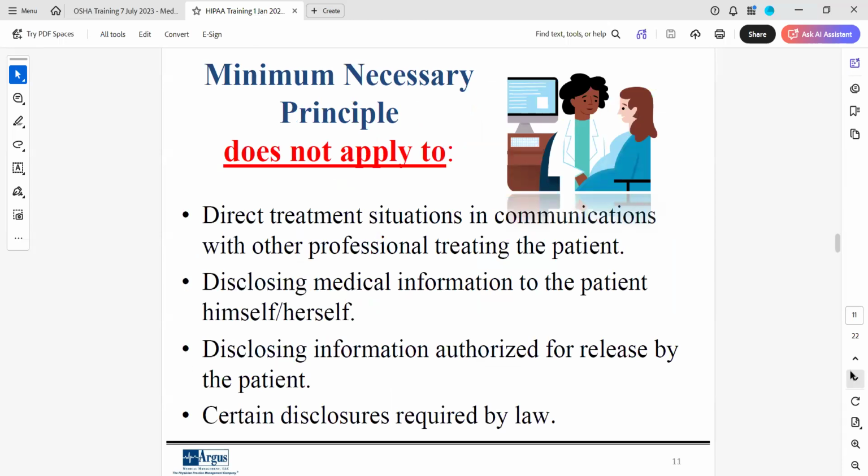The minimum necessary principle does not apply to direct treatment situations, when you are in communication with another professional who's treating that patient. They need to have a full picture of who they're treating and how they're treating them. It also does not apply when disclosing medical information to the patient himself or herself. It is their information and they have the right to it. Nor does it apply to disclosing information the patient has authorized to release. And certain disclosures are required by law.